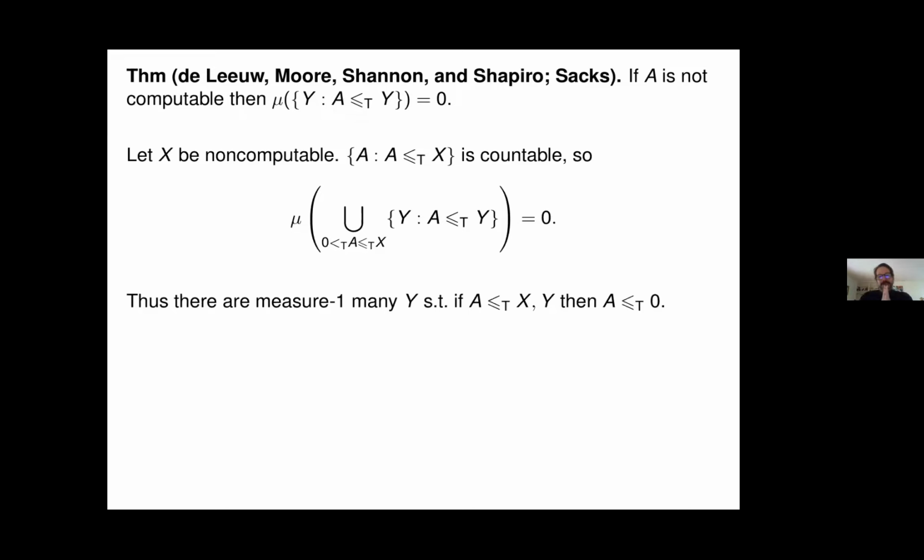Well, if you're not in that union, that means you can't compute any non-computable set that X computes. That is, X and Y form a minimal pair. So that's how you get measure 1 minimal pairs with X as one of the halves. That's one way to get it.